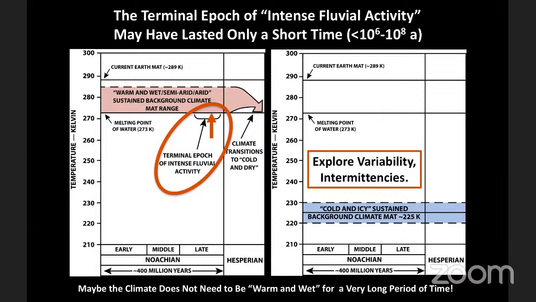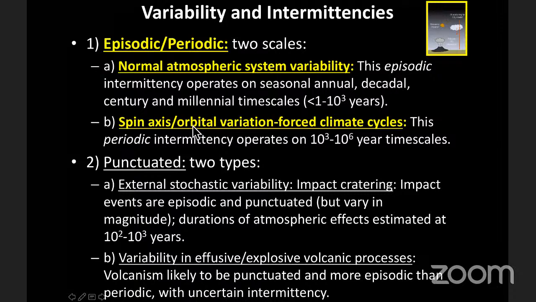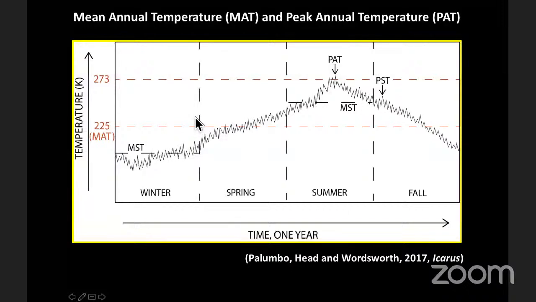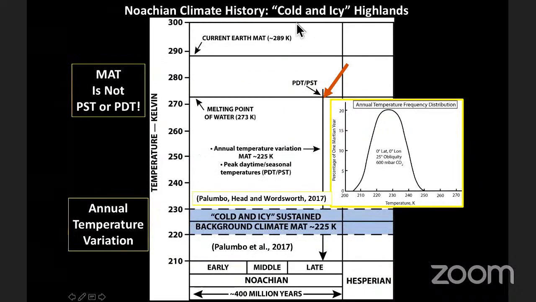So we started to explore these variabilities and intermittencies. If we take a look here, we all know what these are about. Certainly the first here, I'm going to come back to this chart from time to time. So episodic and periodic at a couple of scales: the normal atmospheric system variability, which we know really well, and the spin axis orbital variations that force climate cycles that we've talked about with the work of Laskar and others. If we take a look at this, we can investigate these things and think about a couple of points. The first one is that in terms of normal climate variability, mean annual temperature and peak annual temperature are not the same.